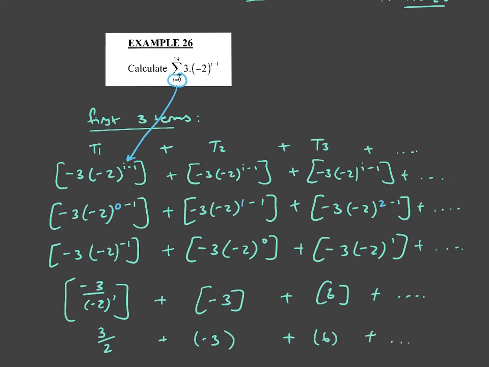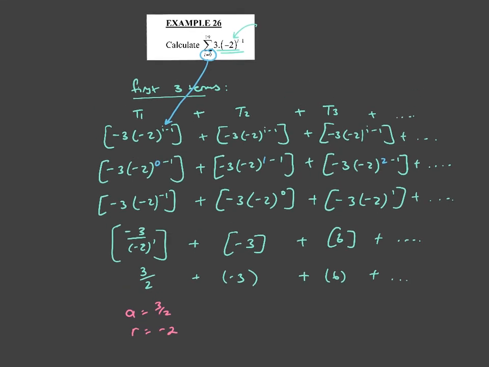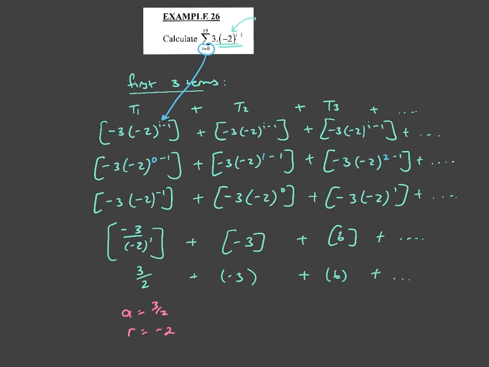Remember I taught you that this is the general term of what's been formed, and you can actually see that: it's ar to the n minus 1, and the ratio is -2, that kind of makes sense. So just looking at those terms, what do we know here? We've got a, which is equal to 3 over 2, and we've got the ratio, which is equal to -2. What else do we know? We need to just calculate the sum.